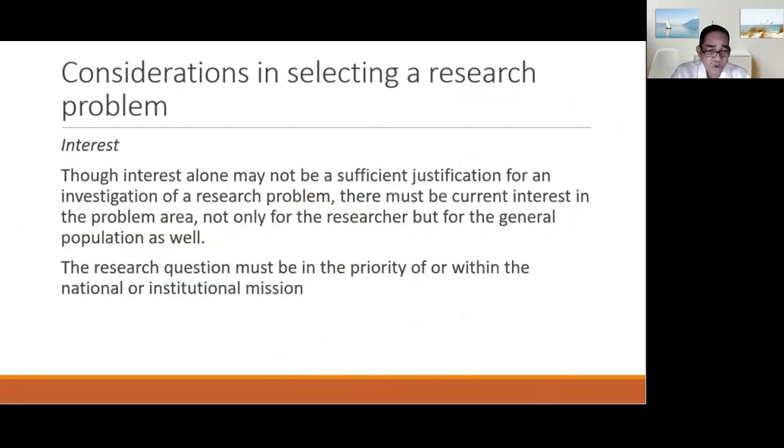Interest. Though interest alone may not be a sufficient justification for an investigation of a research problem, there must be a current interest in the problem area, not only for the researcher, but for the general population as well. The research question must be within the priority of the national or institutional mission.